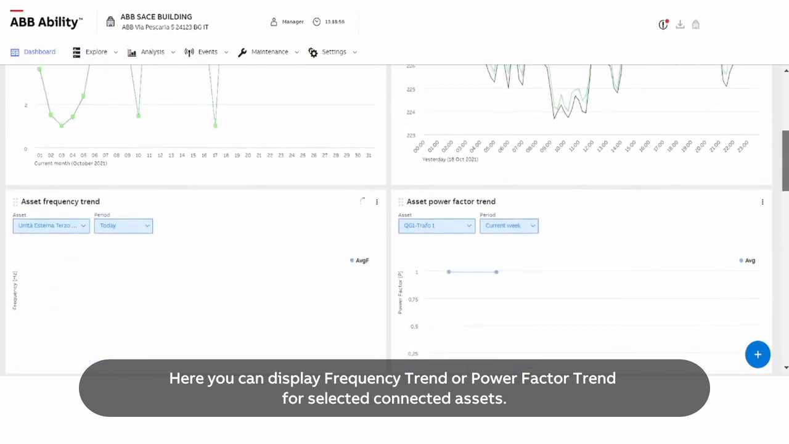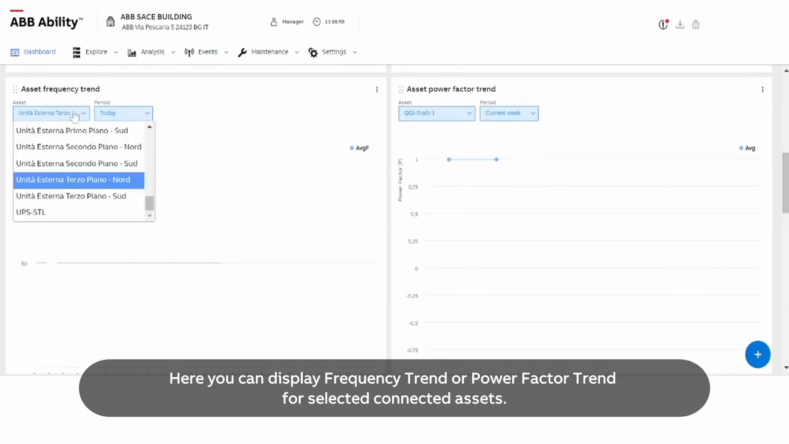Here you can display frequency trend or power factor trend for selected connected assets.